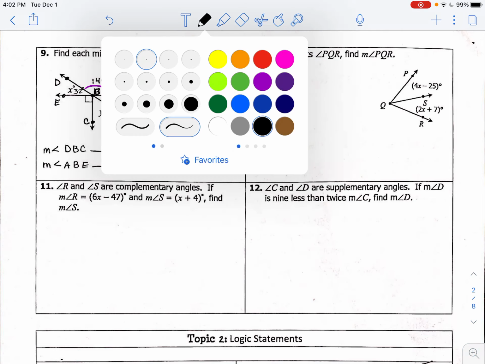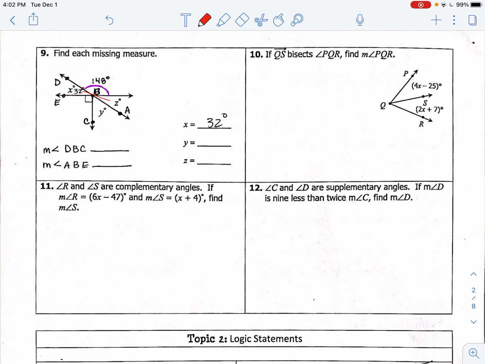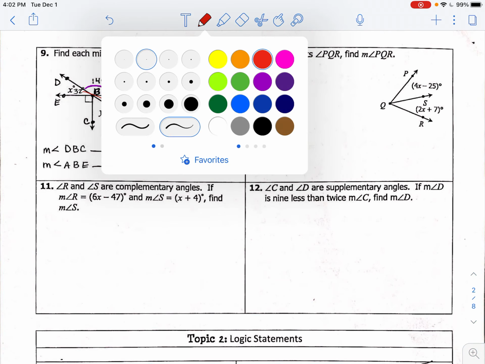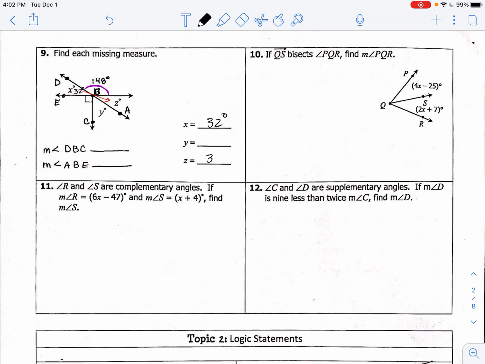Well, x is going to be vertical from z. So that means z is also 32. All right, I know this guy is 90 because that's a right angle. And let me go ahead and write in 32 for the z. And well then, I know that these two angles are complementary. That means they add to 90. And so y is 58.